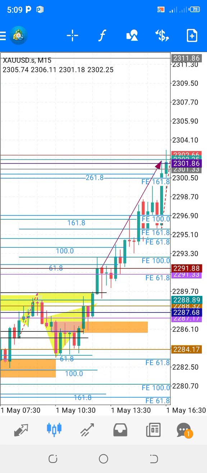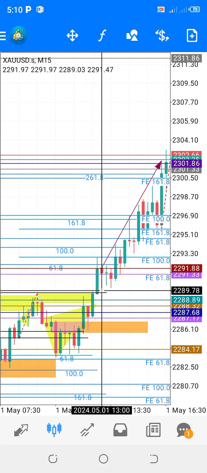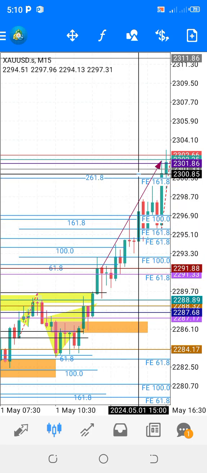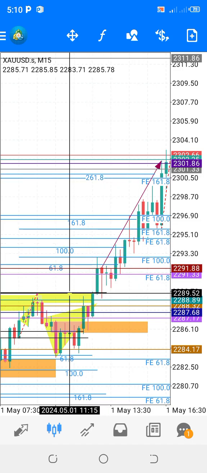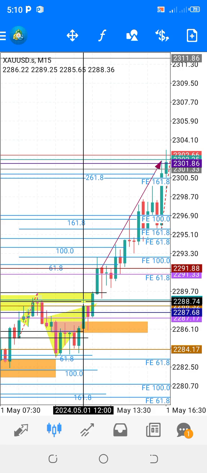And what happened for our two entries taken in this case, the market goes all the way up to a full profit. So let's look at what is our take profit. Take profit from first entry at 2288.71. Okay, that's our first entry.